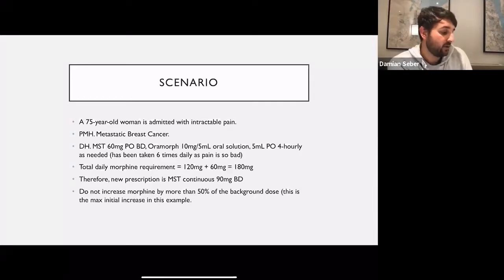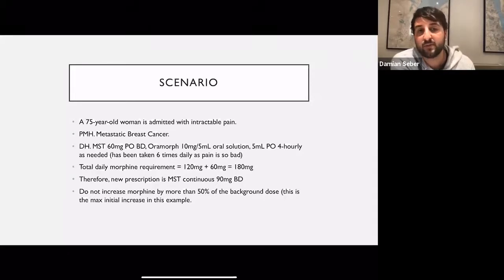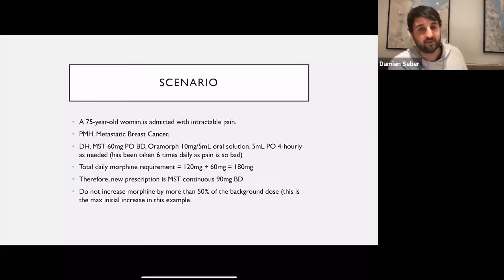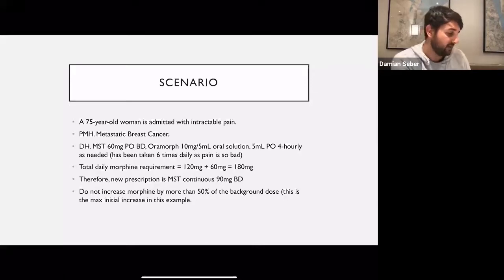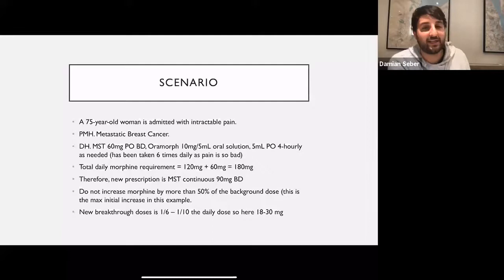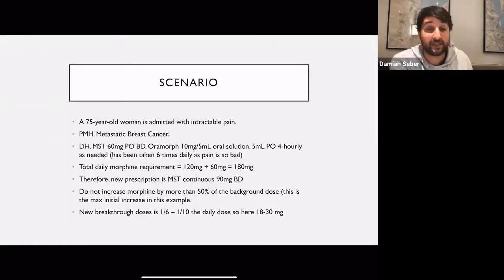Oh, yeah, just a note, don't increase the morphine by more than 50% of the background dose. So in this scenario, 50% of the background dose would be 30 milligrams. So we're at the top end of that level. If you increase it more than that, you can cause side effects, like, they might become toxic with their pinpoint pupils and jerking of the limbs and stuff. So don't increase it by more than 50%. Usually in the exam, the scenario will be so that you can't increase it by more than 50%, otherwise you've done it wrong.